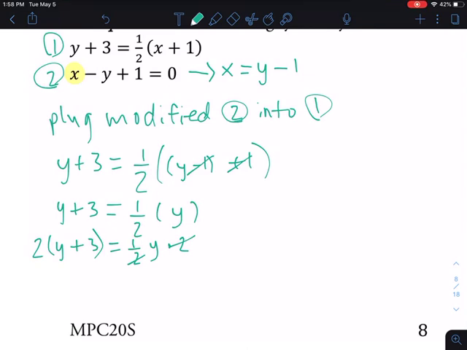Okay, so then I'm going to distribute that 2. So I'm going to get 2y plus 6 is equal to y. Right, I have 1y left over. Then I'm going to subtract 2y from both sides, which is going to leave me with 6 is equal to negative y. Okay, and that means that when I divide both sides by negative 1, I'm just going to write this over here, that we get left with negative 6 is equal to positive y. So y is equal to negative 6.